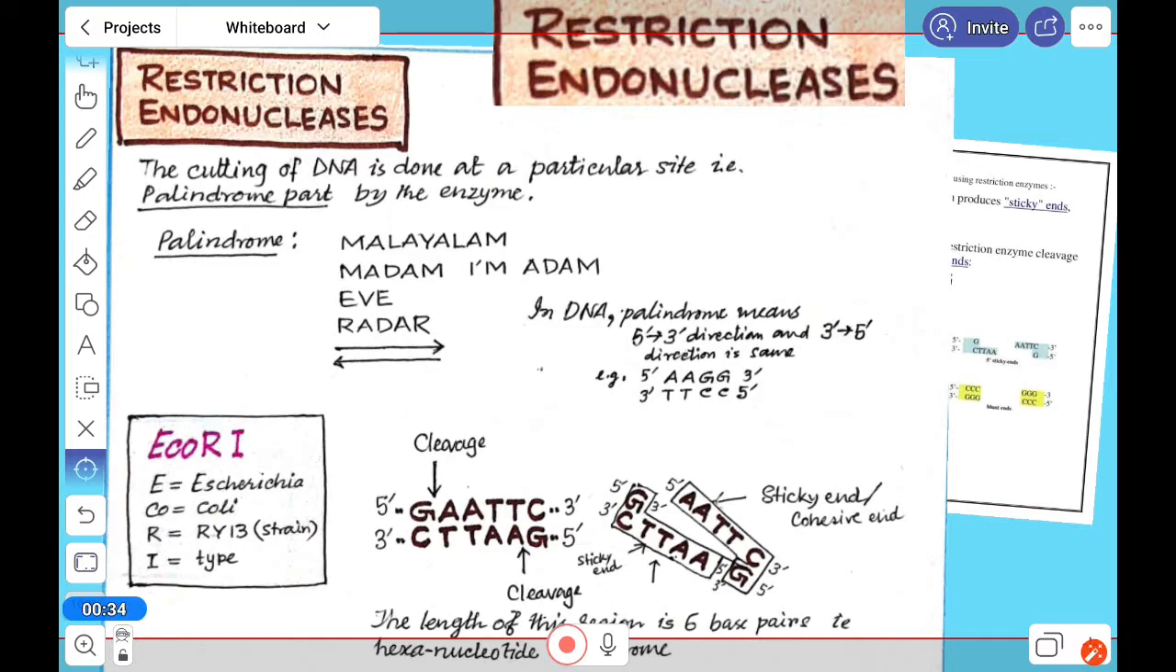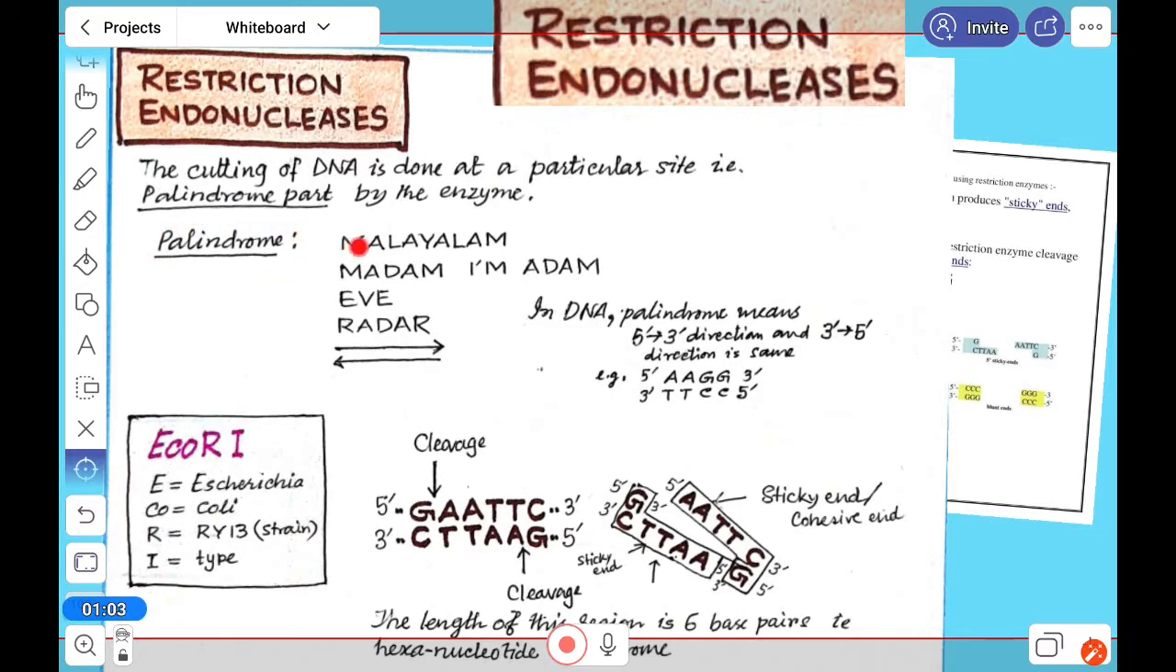Now the cutting procedure. You know that this restriction endonuclease is a molecular scissors. It will cut the DNA. Endonuclease it is. Okay. So when it will cut the DNA, the cutting is done at a particular site. What is this particular site? It is known as the palindrome part. What is palindrome? I think many of you know.